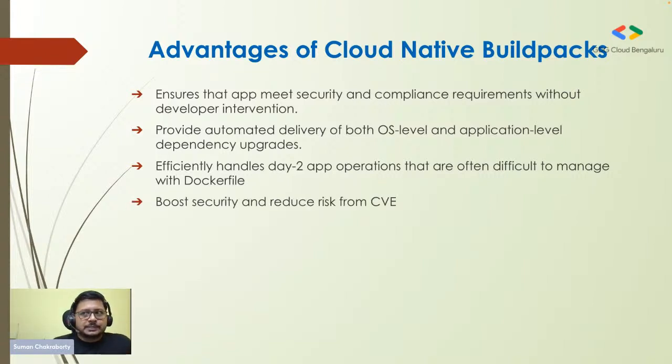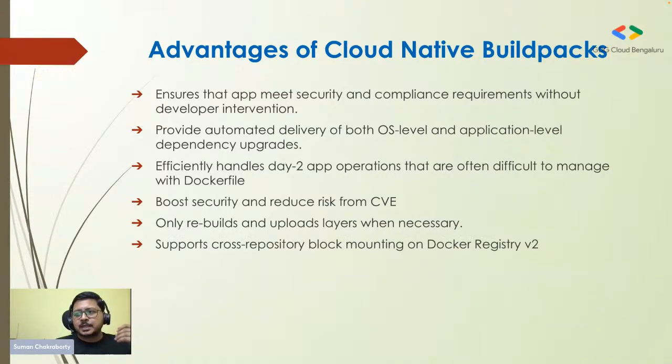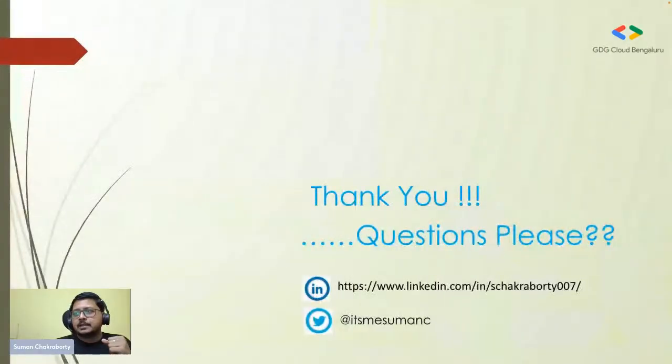Boost security and reduce risk from CVEs, which we understood, and it only rebuilds and uploads layers wherever it's necessary. So it always targets the cache side first, so that you can simply check for the existing information and then do a recaching or revalidating if that information is available. Cross repository mount, Docker registry v2. That means you can use this buildpack across any registry that supports v2.